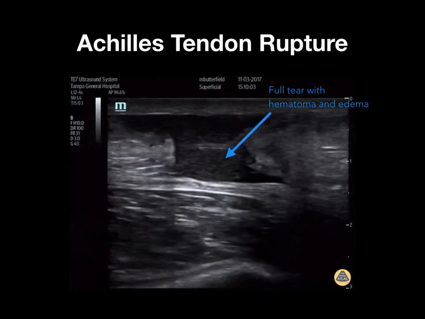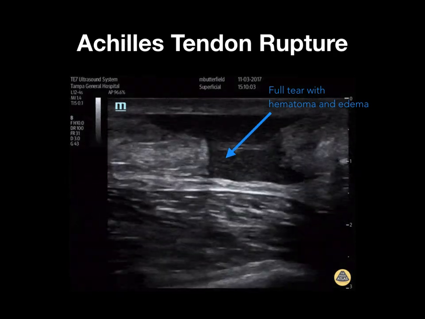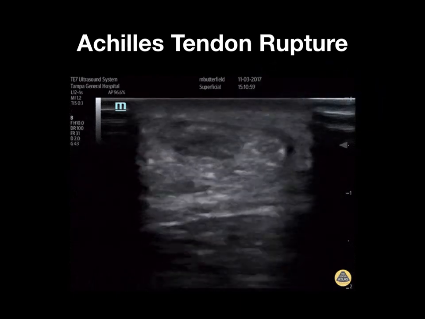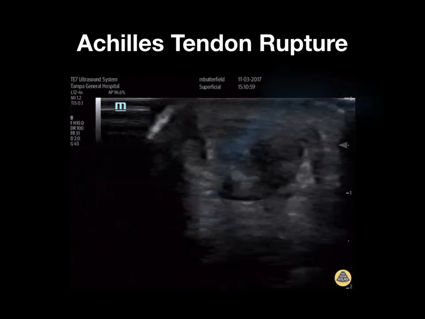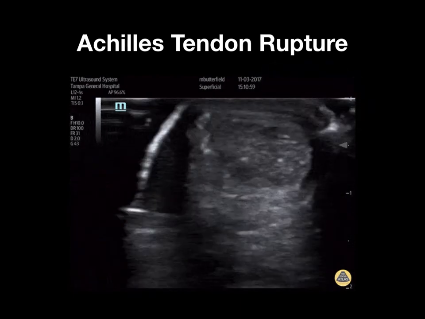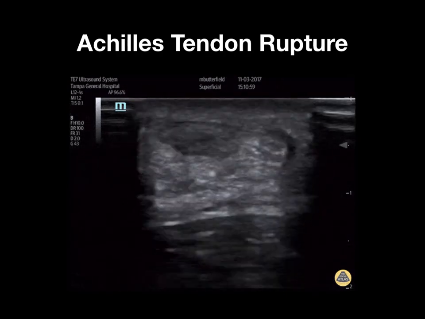Now, as I mentioned earlier, you always want to be sure to evaluate for pathology in two orthogonal planes. So here we turn the probe 90 degrees and slide along the Achilles tendon, evaluating it in short axis.